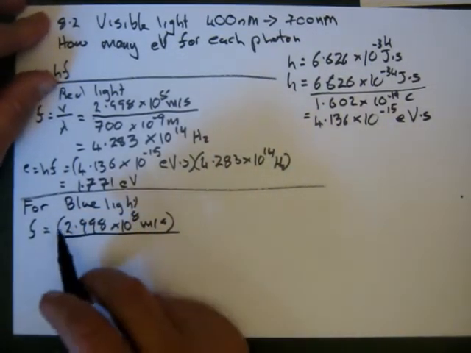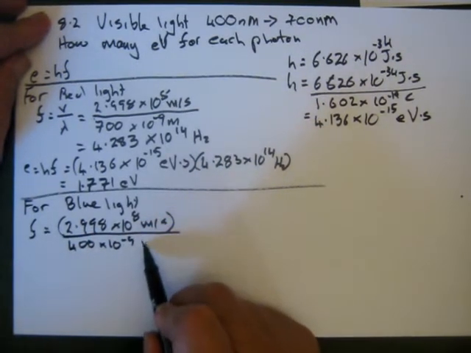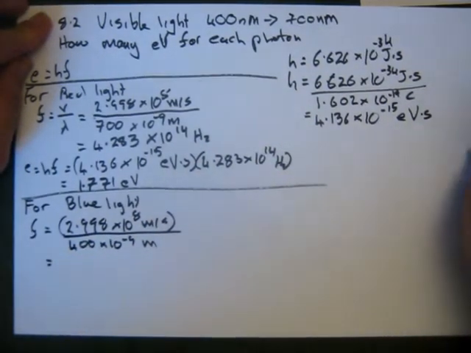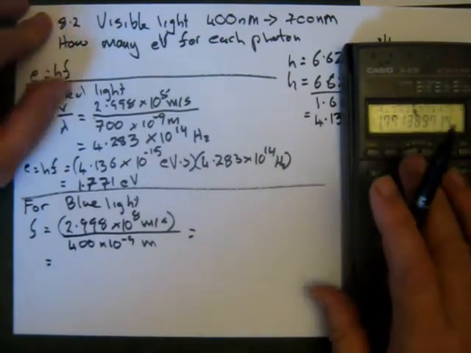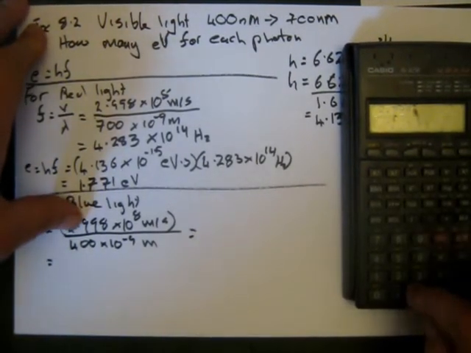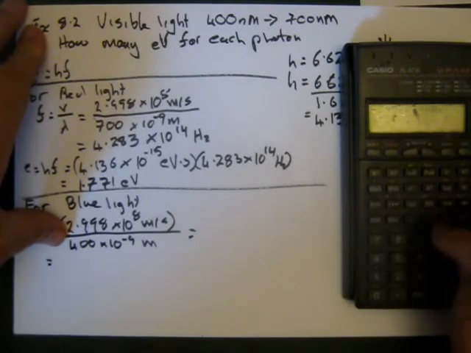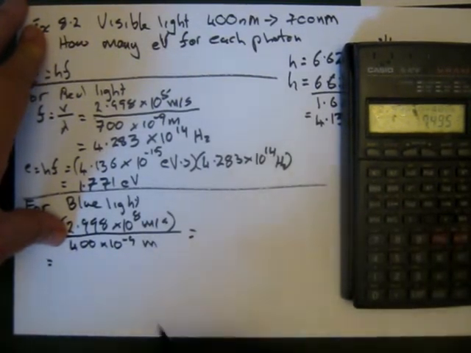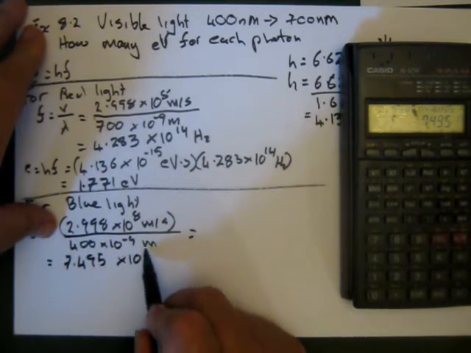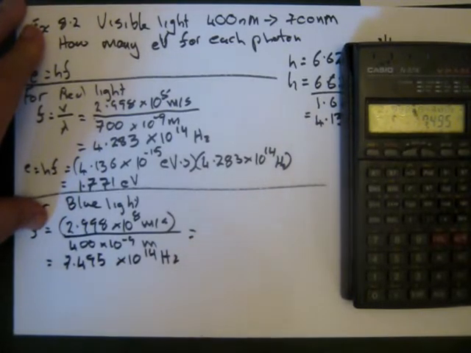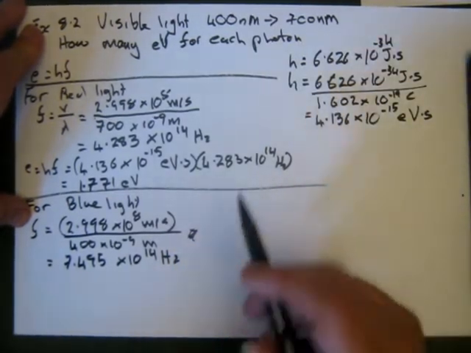Divide that by the wavelength, so that's going to be 400 nanometers, so 400 times 10 to the negative 9 meters. So remember, always convert to kilograms and meters per second. That's going to equal 2.998 x 10^8 divided by 400 x 10^-9, which is equal to 7.495 times 10 to the 14 hertz. Yep, again, that seems reasonable because it's to the power of 14 hertz.